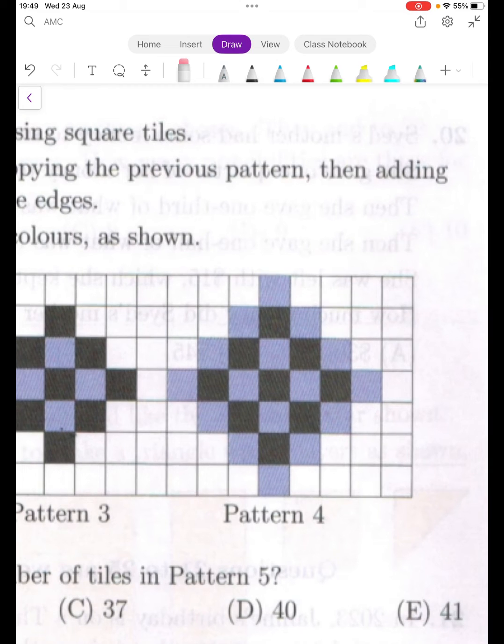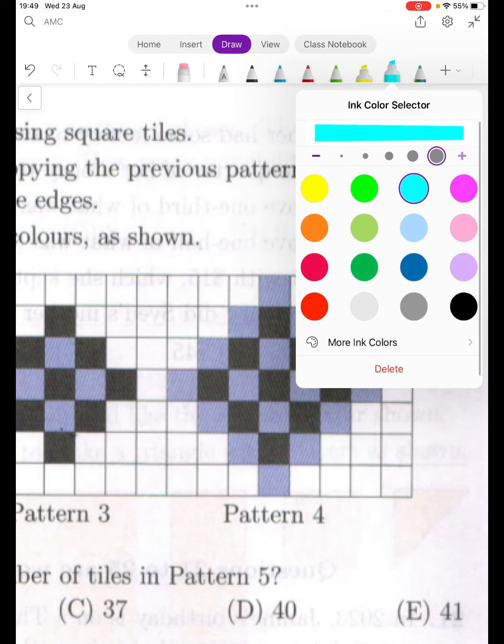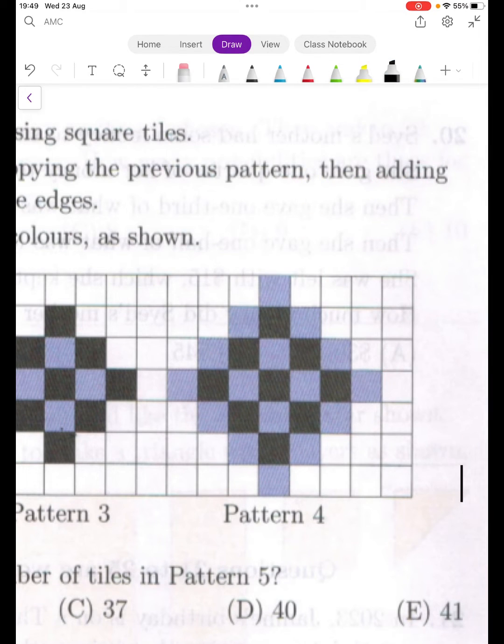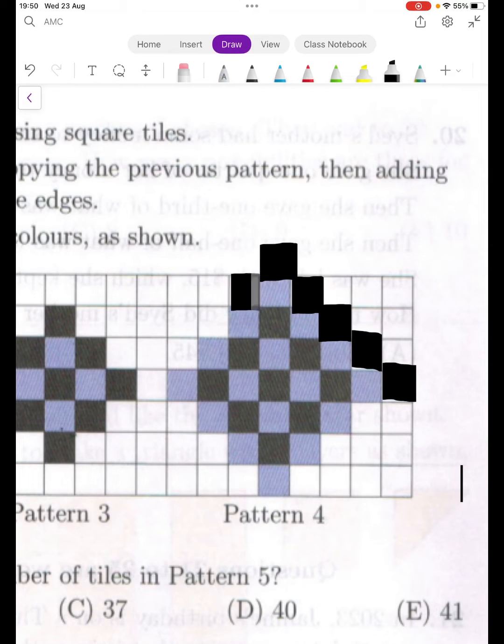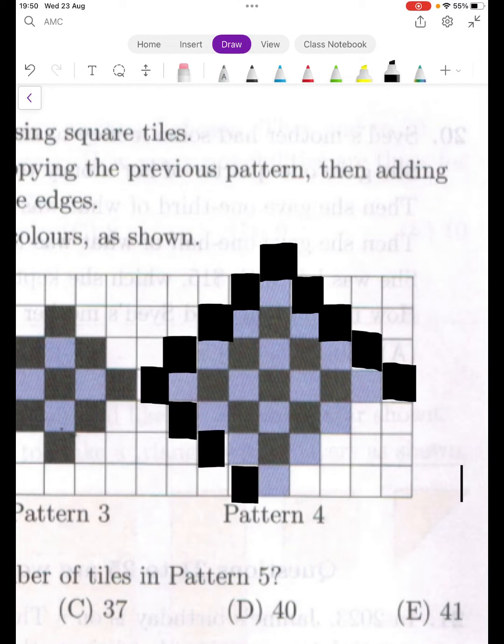The easiest way is to actually color in, and because the next tiles will be black, let's try to color in all the tiles that will be added. So 1, so these are all the tiles that will be added in the next pattern.